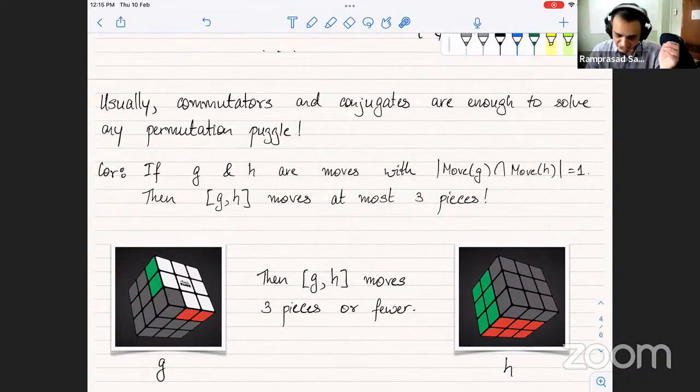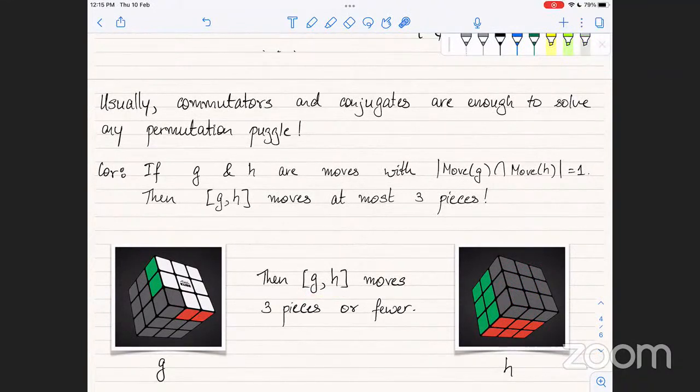Now, similarly, suppose you come up with a different move, which only changes the top layer, but doesn't really do anything to the bottom 2 layers. Then, if you take the commutator of these 2 things, you will end up coming up with a sequence that moves 3 or fewer pieces.